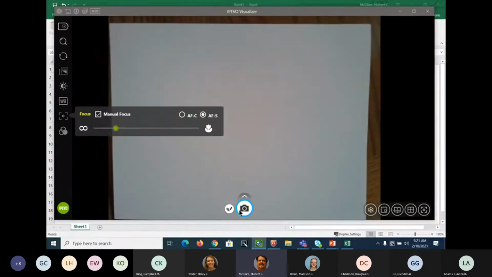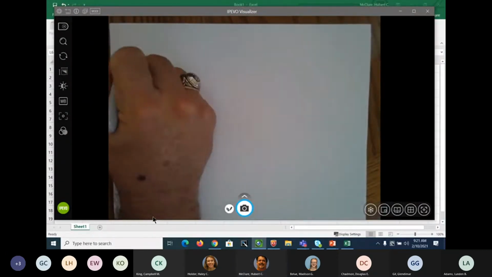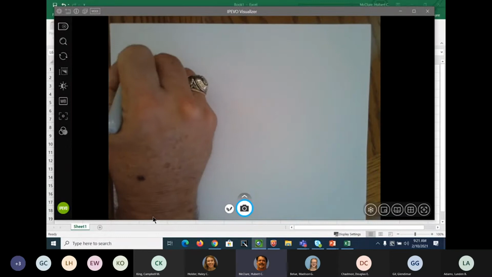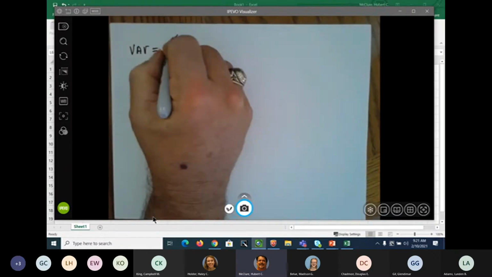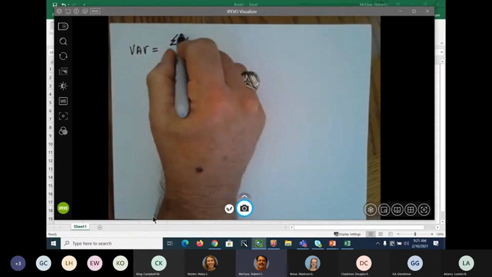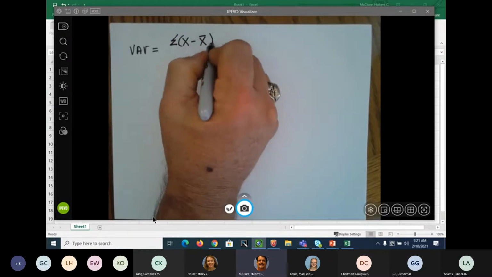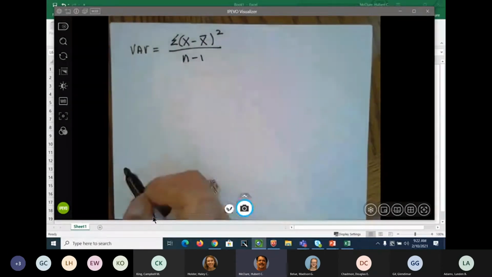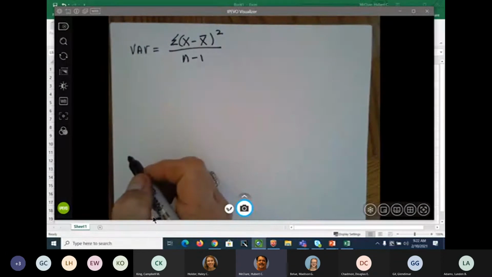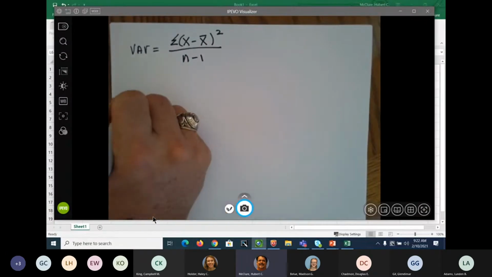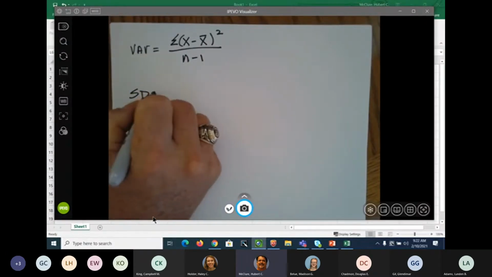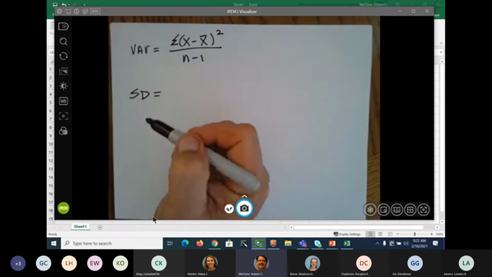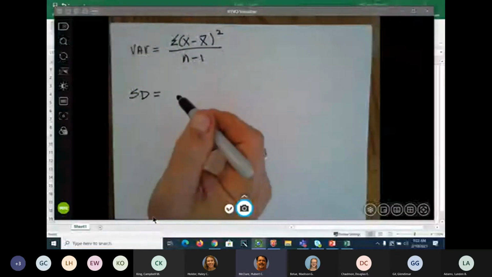The variance is equal to the summation of x minus x bar, quantity squared, over n minus 1. And just for giggles, what is the standard deviation? What's the relationship between the standard deviation and the variance?